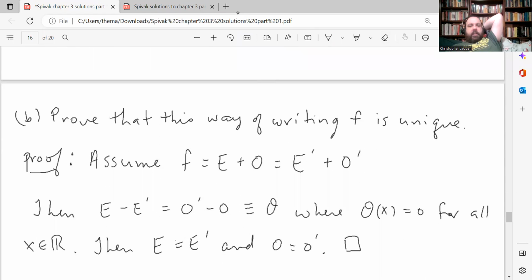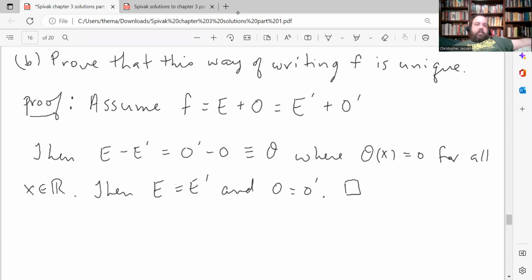All right, part B, prove that this way of writing f is unique. The way that we do that is we assume that it isn't, or assume that you have two other functions that have the similar property. So f is e plus o, and that's the same thing as e prime plus o prime. Then if you subtract e prime from both sides and subtract o from both sides, you end up with e minus e prime equals o prime minus o.